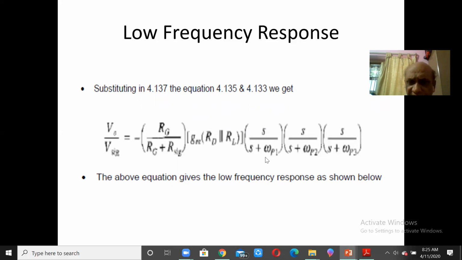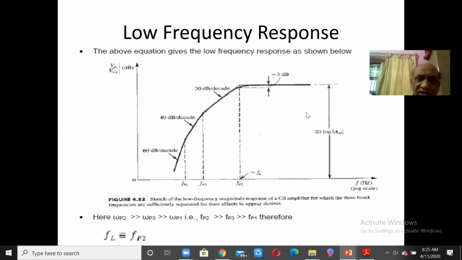Here we have 3 poles and also 3 zeros. The rest of the expression over here is again the mid-band gain. So V0 by Vs is our GV, and this is the mid-band gain, and this gives us the low frequency response in terms of 3 poles. The low frequency response will be something like this over here. Because of the 3 poles, we have 3 cutoff frequencies.